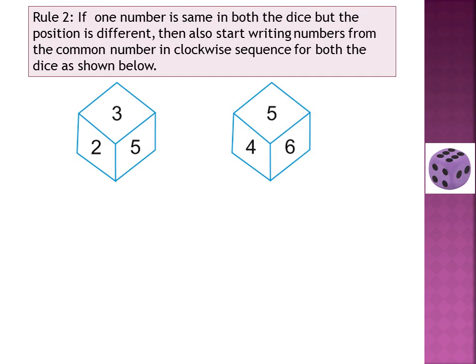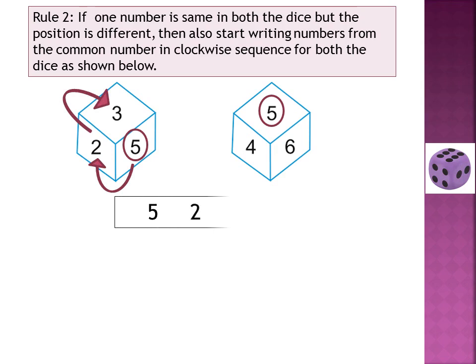If one number is same in both the dice, but the position is different, then also same rule. Start writing numbers from the common number in clockwise sequence for both the dice as shown below. Here common number is 5. So numbers in the clockwise direction are 5, 2, 3 in the first dice. So let's write 5, 2 and 3 in a sequence.